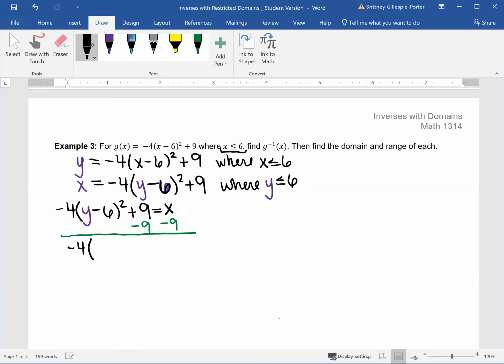So we have -4 times (y minus 6) quantity squared equal to x minus 9. We need to get rid of that -4 before we can get rid of the square holding our y hostage. So now we're at (y minus 6) quantity squared equal to (x minus 9) all over -4.